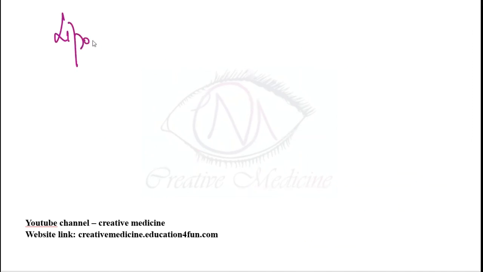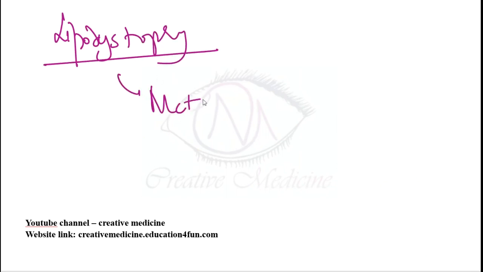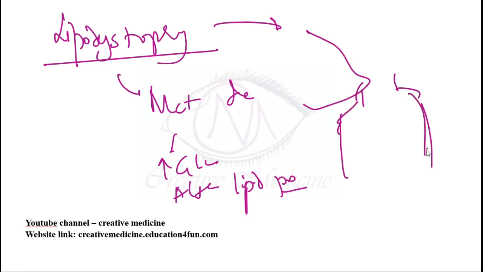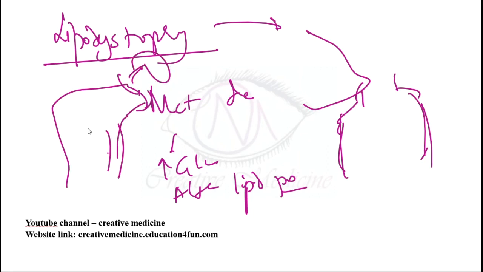Then it also causes lipodystrophy. Lipodystrophy syndrome can occur. This will result in metabolic derangement, with increased glucose levels and an altered lipid profile. Lipodystrophy also causes breast engorgement, dorsocervical fat, and development of a buffalo hump in the person. Okay, so that is lipodystrophy.